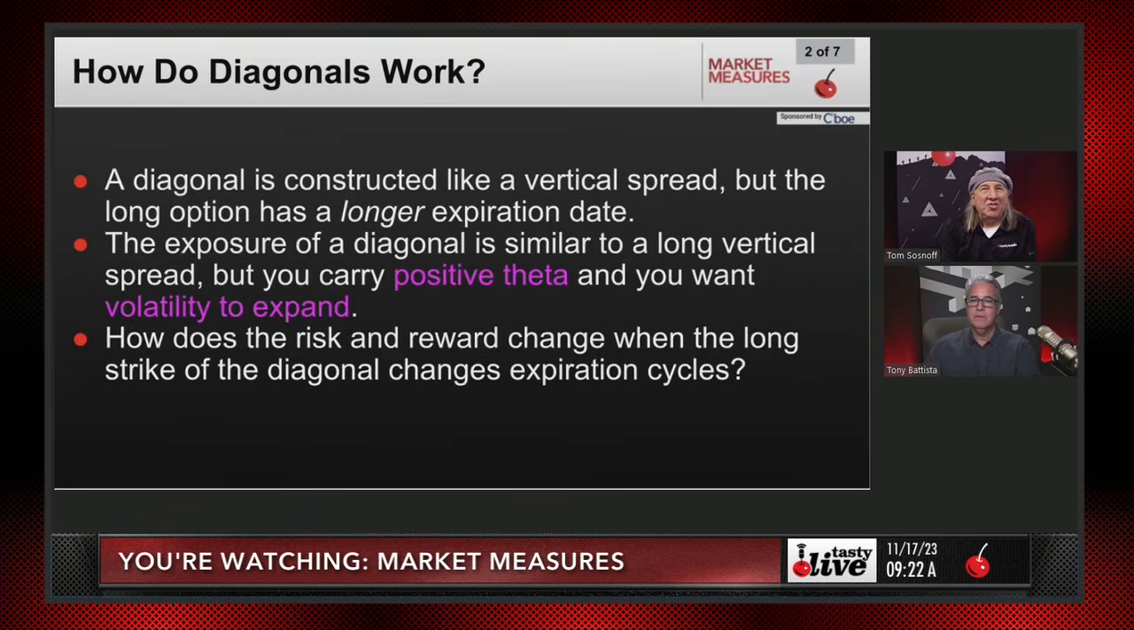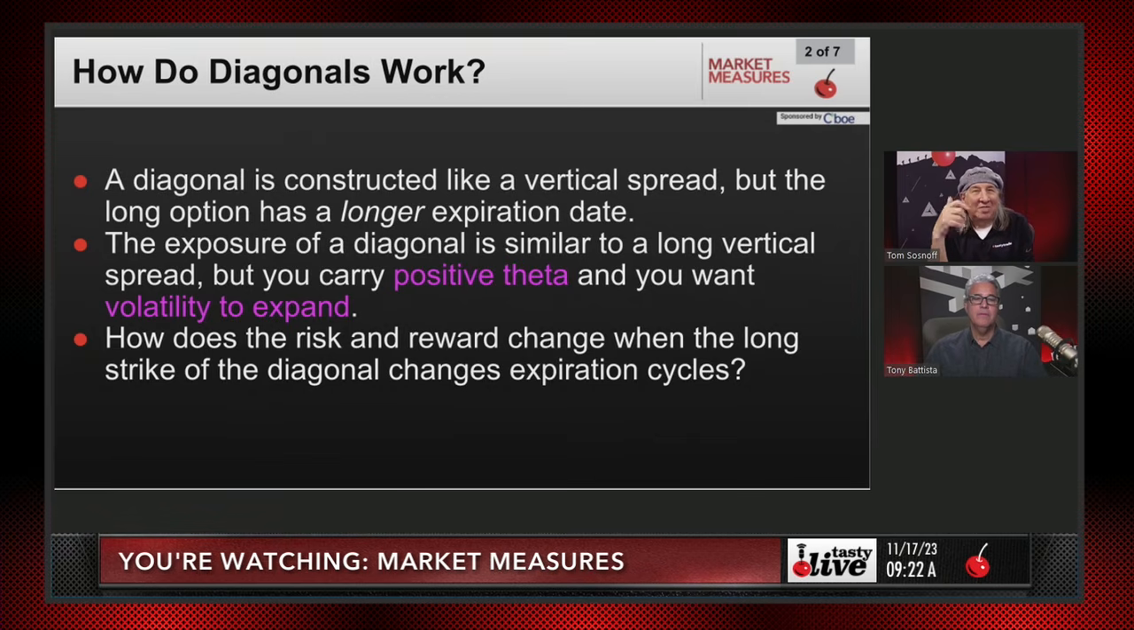A diagonal is constructed like a vertical spread, but has the long option with a longer expiration date. So the exposure of a diagonal is similar to a long vertical spread, but you carry positive theta, and you want volatility to expand. That's why you want positive theta. At least the way that we trade, we want positive theta, and if you get a move where volatility expands, you want to make money from it. In this case, when it's really low. Sure. So, how does the risk and reward change when the long strike of the diagonal changes expiration cycles?